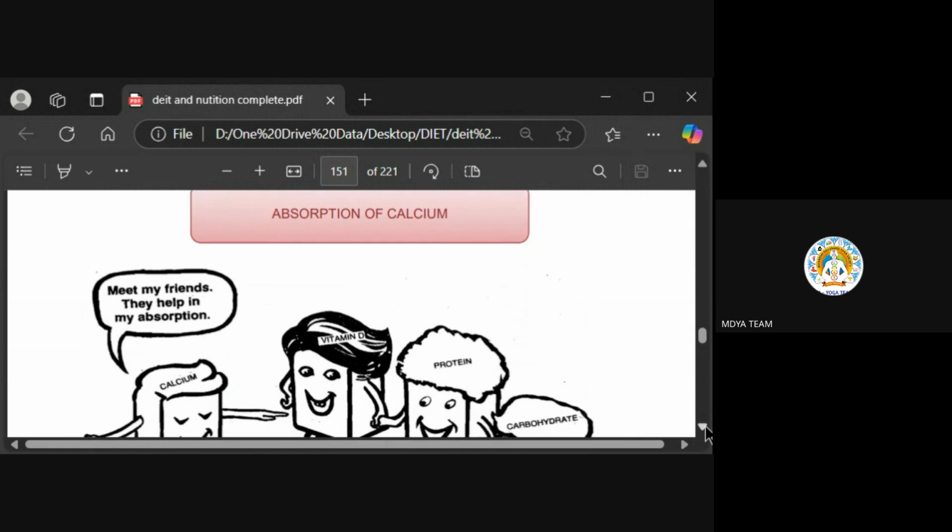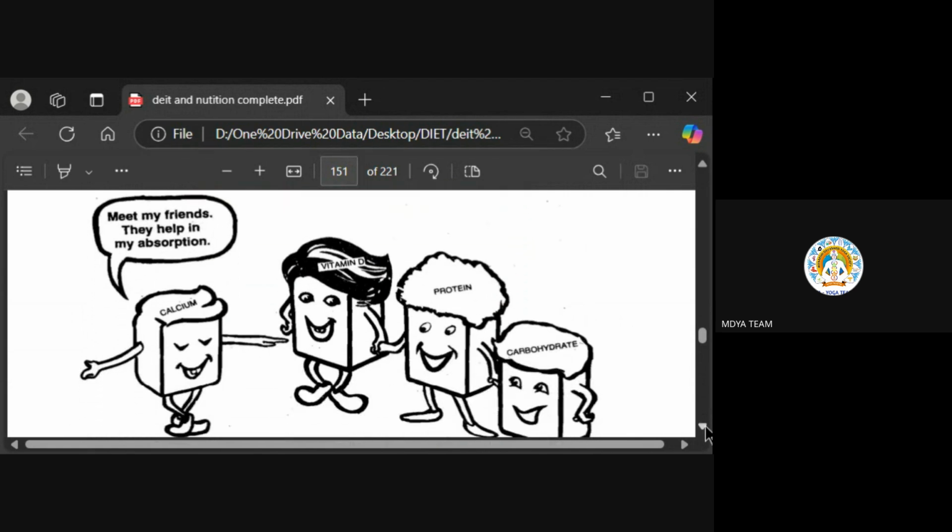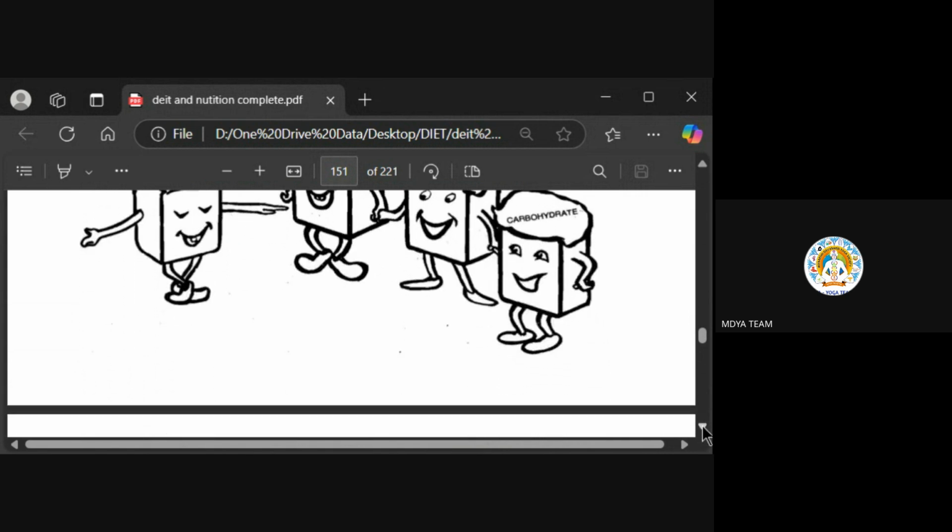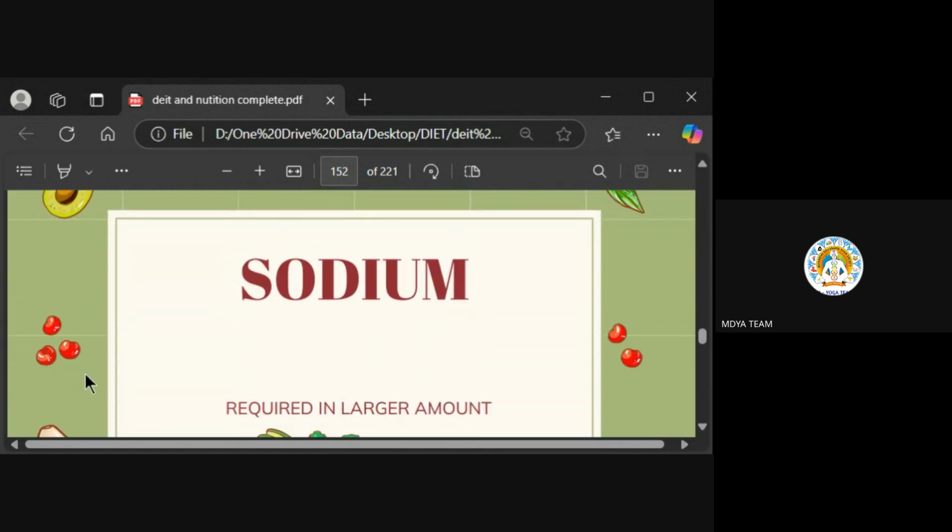So absorption of calcium is with the help of vitamin D, the sunlight. Through sunlight we get vitamin D. Protein and carbohydrates help in the deposition of calcium in our body.